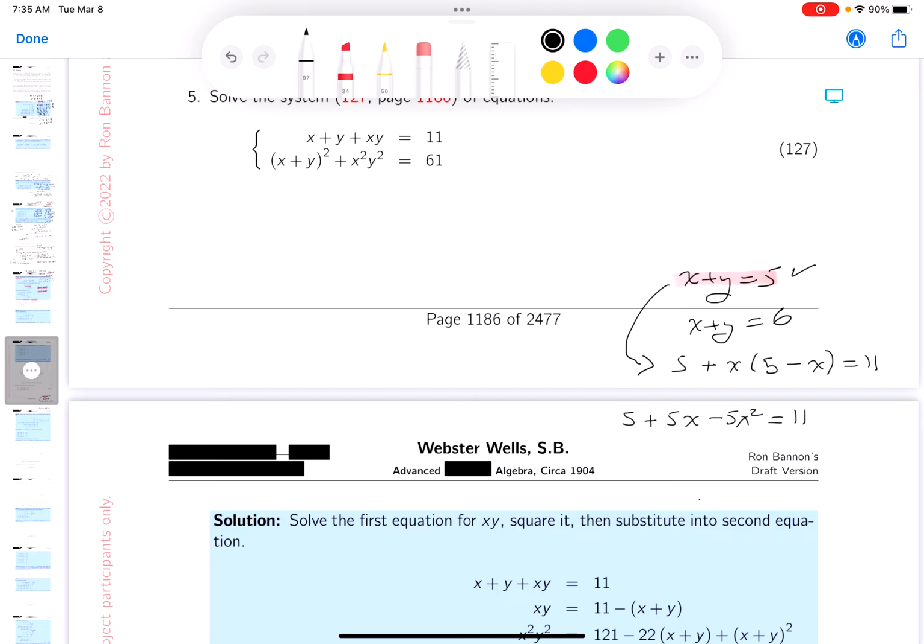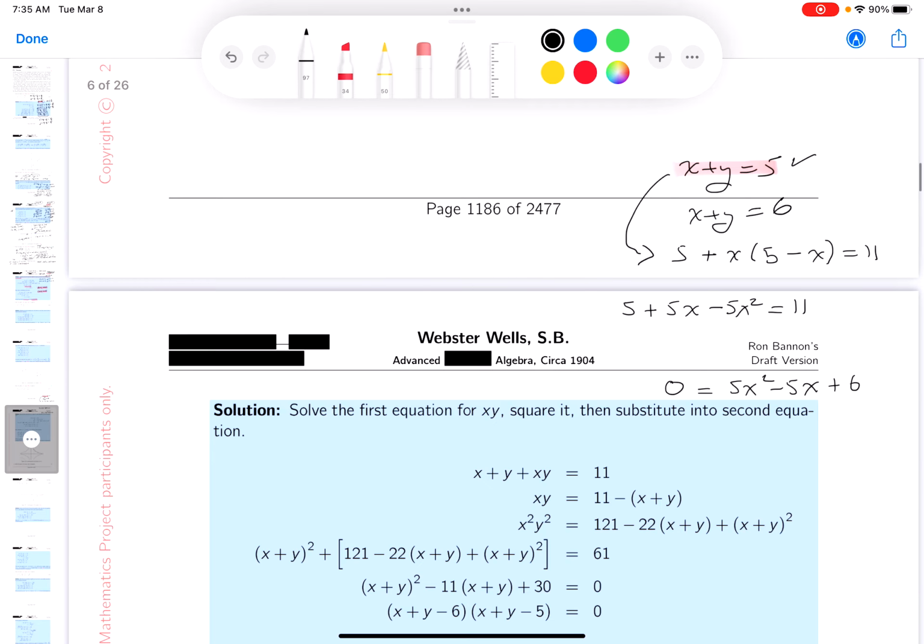Let's see. 5x squared minus 5x, and then it's going to be plus 6 equals 0. Let's see if we can factor that. And that's going to be 0. 5x and x. Let's see.